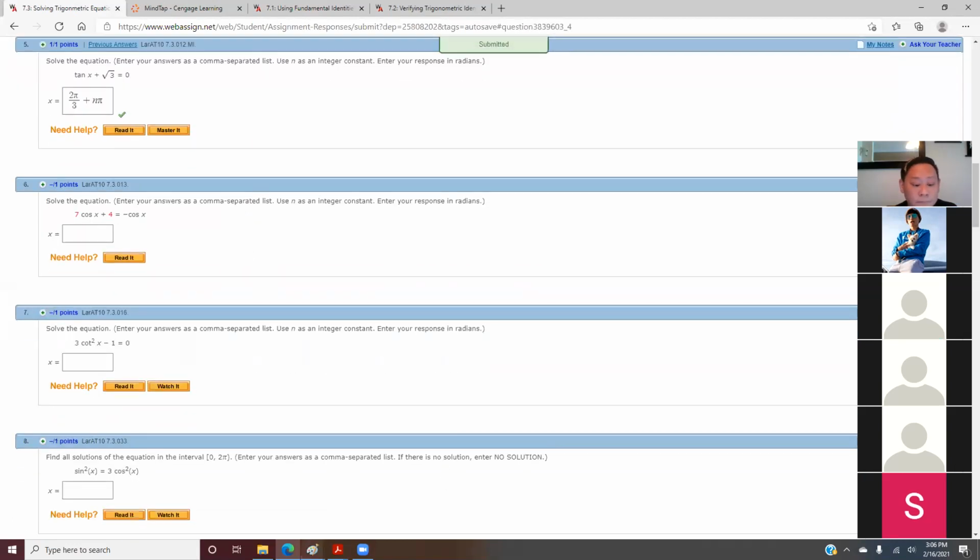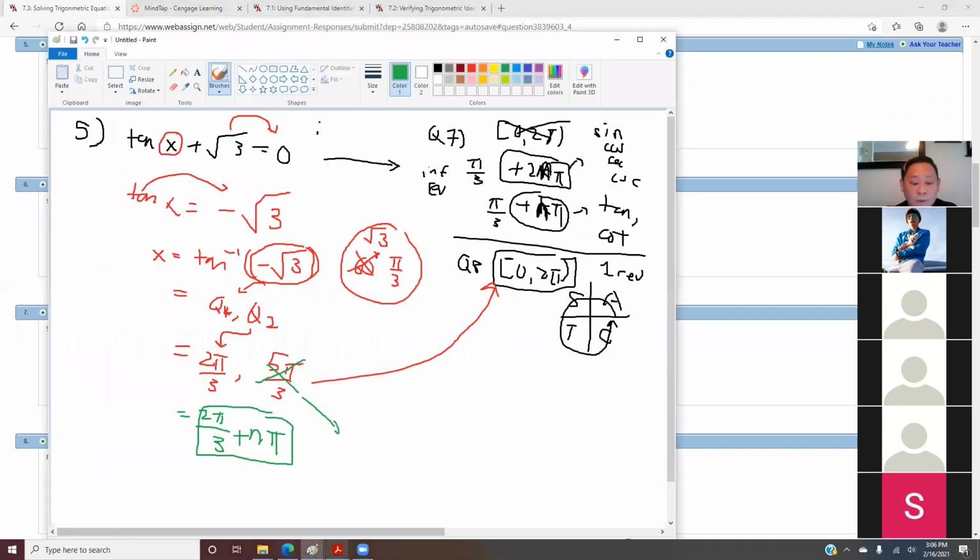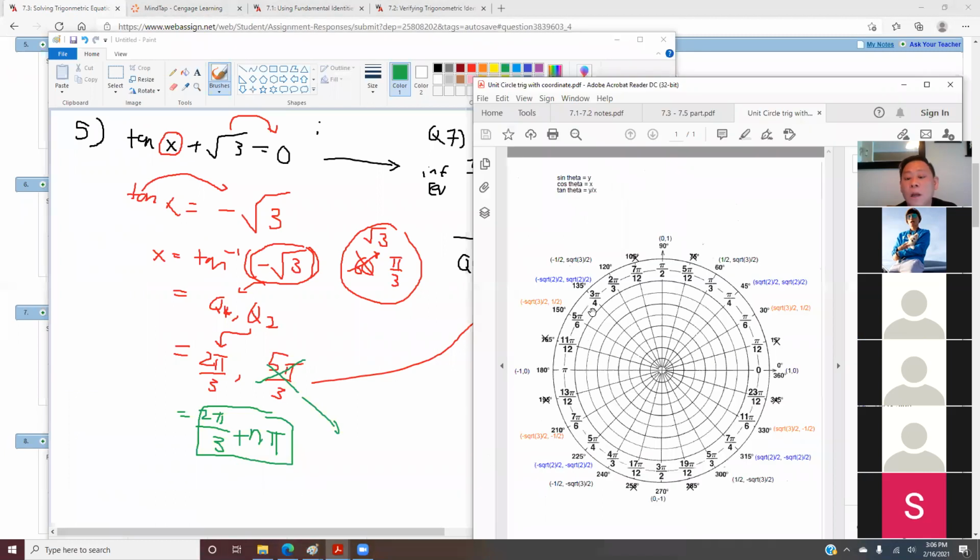Could you repeat what you said earlier about why tangent only needs one answer? It's because if you look at your unit circle, we know tangent is negative in quadrant 2 and quadrant 4, right? So if you look at 2 pi over 3 and 5 pi over 3, if you add 180 degrees, which is pi, you get back to quadrant 4. Exactly. And then you add pi, 180 degrees, you get back to 2 pi over 3.